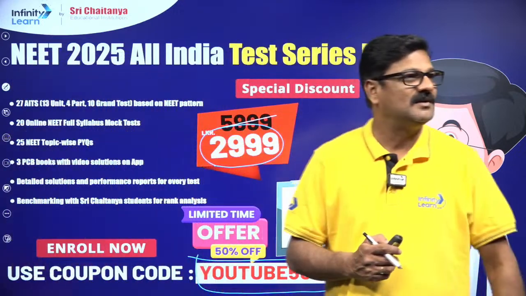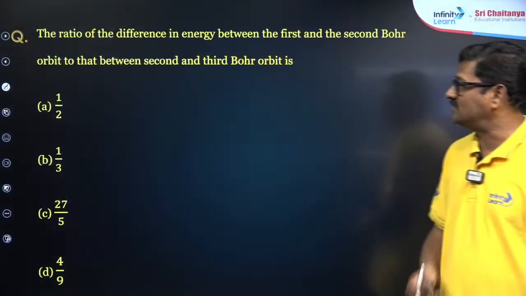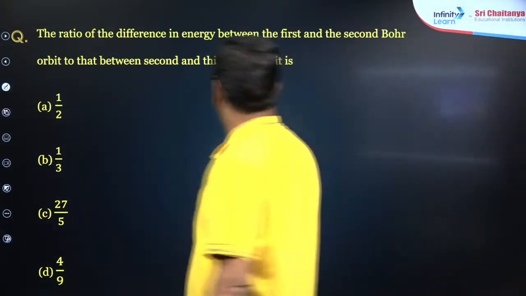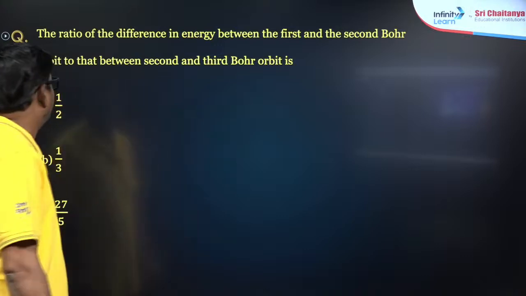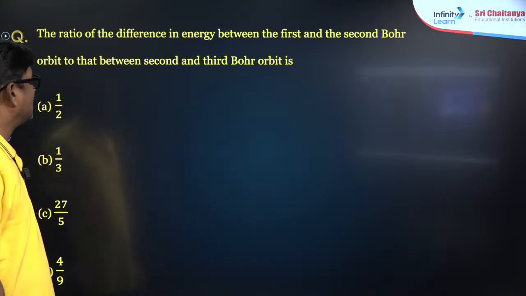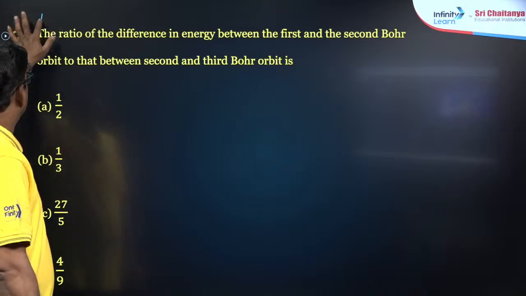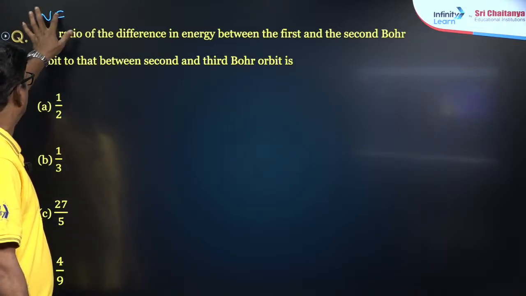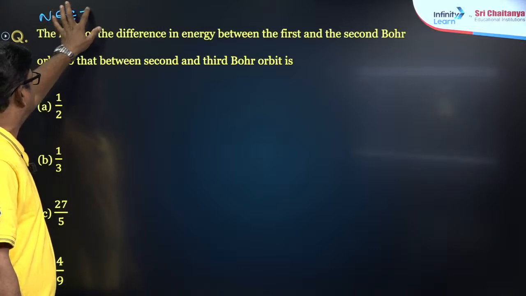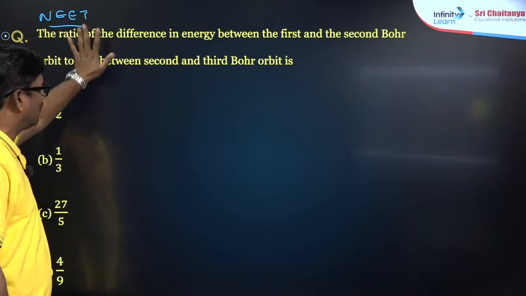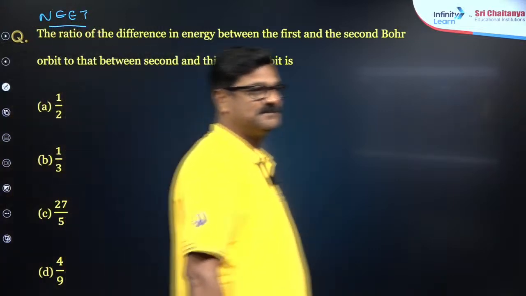Right now, one more question: the ratio of the difference in the energy between the first and second Bohr orbit, to that between second and third Bohr orbit is. It's a super question. So in the NEET examination, if a toughest and difficult level question comes, such a question comes.